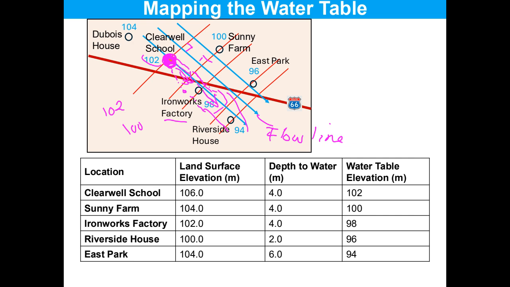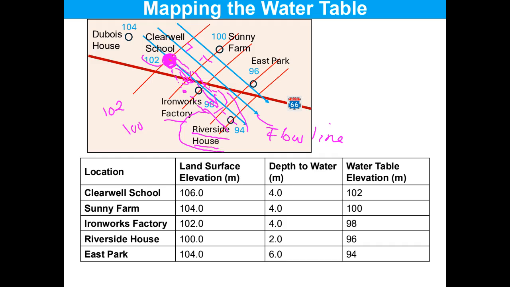So if this riverside house, for example, uses a well for domestic use, then they have to be warned against this leak that happened here at Clearwell School. So let's say Clearwell School declared that there is an oil leak. Right away, if you know this pattern of flow lines, then the riverside house should be alerted that there is contamination.